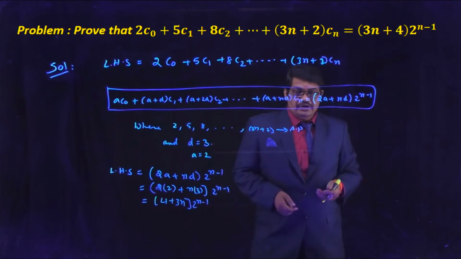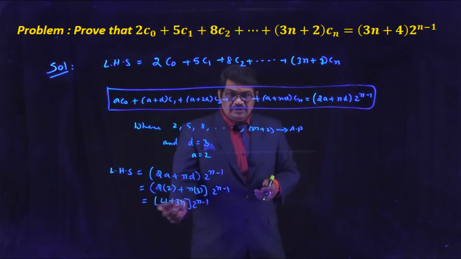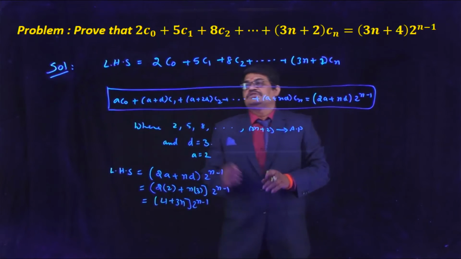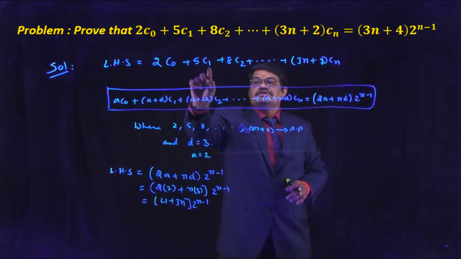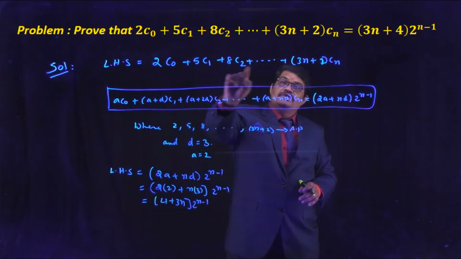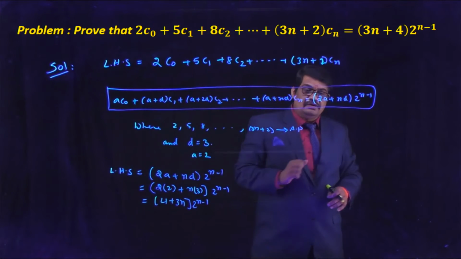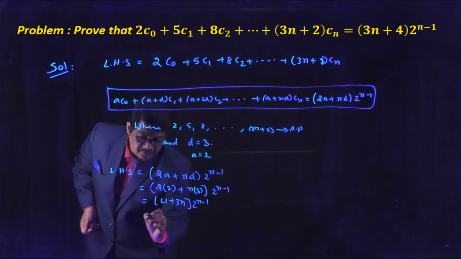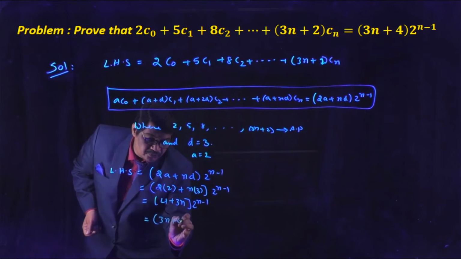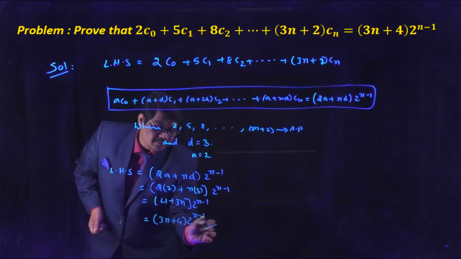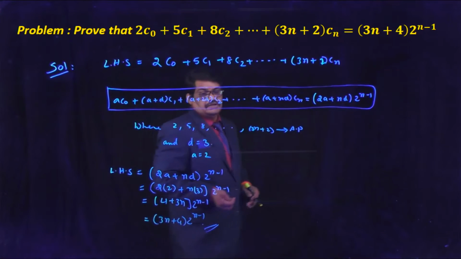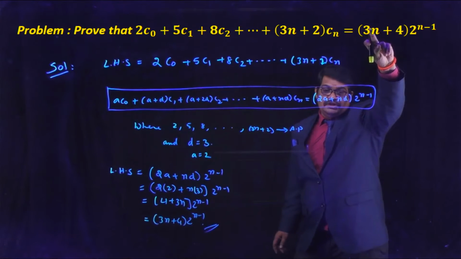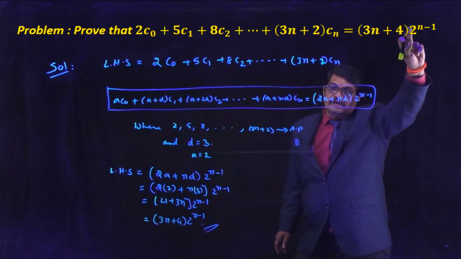Now proving that the result is (3n plus 4) into 2 to the power of n minus 1. So this series 2 into C0 plus 5 into C1 plus 8 into C2 and so on, (3n plus 2) into Cn, is equal to (3n plus 4) into 2 to the power of n minus 1. That is our proving result.